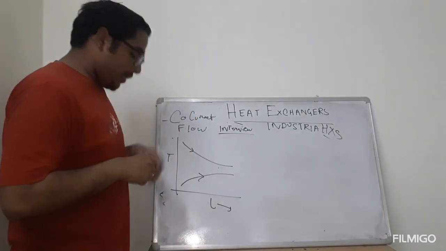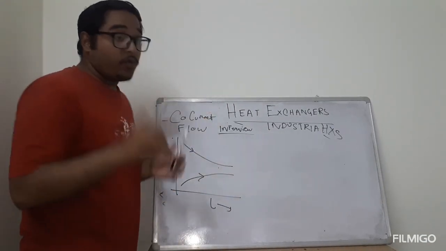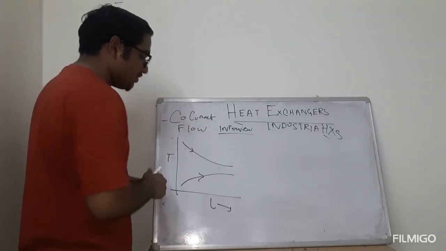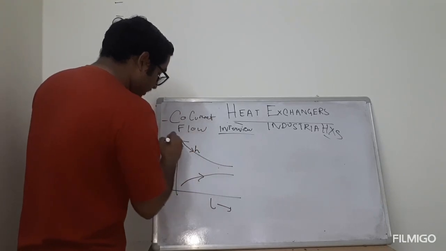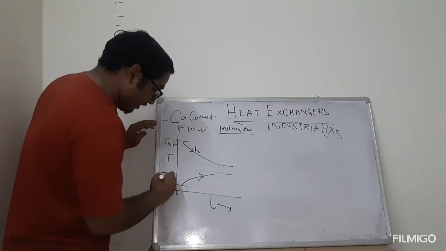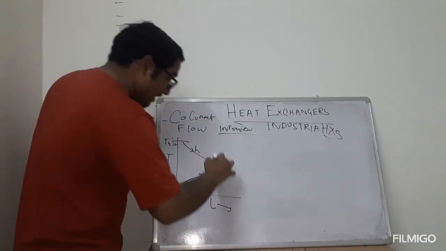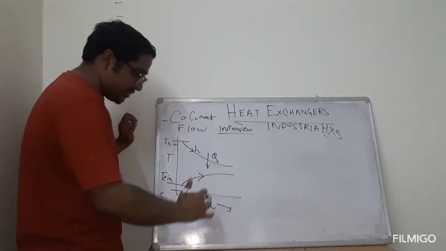This particular heat exchanger, co-current flow and counter-current flow, graphical representation of the temperature profile with the length of the heat exchanger. Now what is happening? The hot fluid is entering at high temperature, TH in. The cold fluid is entering at a lower temperature, TC in. And throughout, there is a heat transfer from the hot fluid to the cold fluid. So the Q is flowing in this direction.